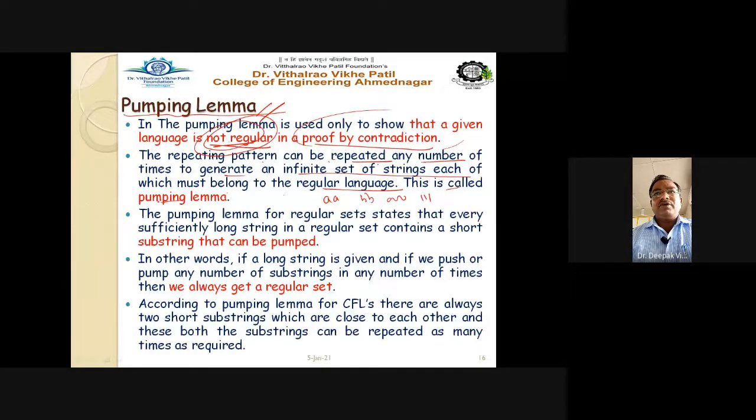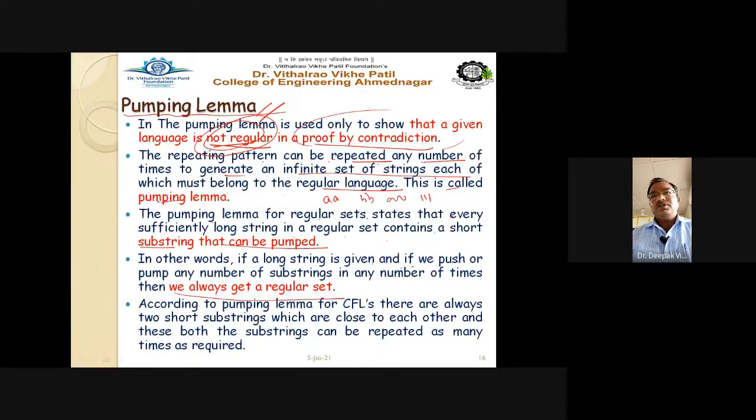The pumping lemma for regular sets states that every sufficiently long string in a regular set contains a short substring that can be pumped. That can be pumped means that it can be repeated again and again. So in other words, if a long string is given, and we pump any substring any number of times, then we always get a regular set, right?